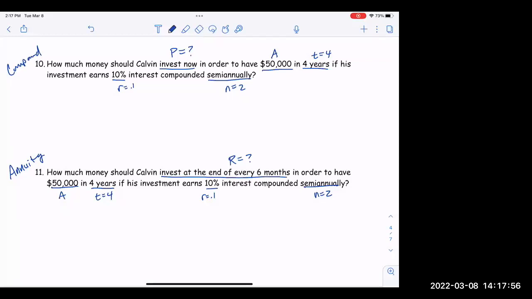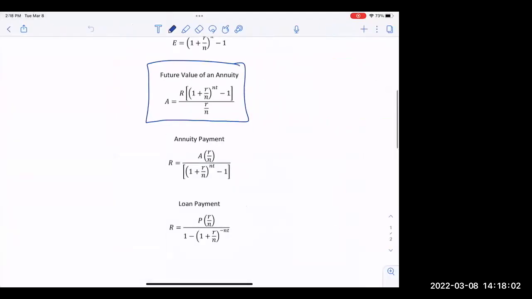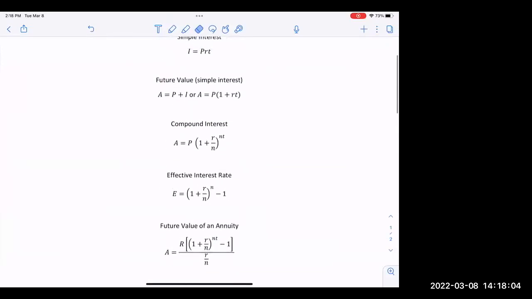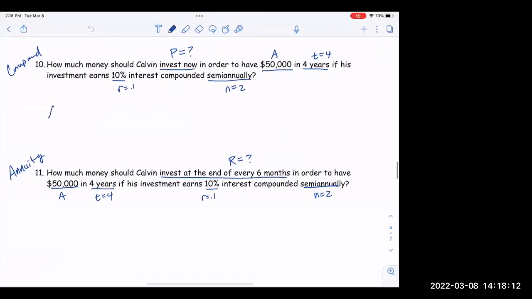All right, so let's go ahead and copy down my compound interest formula. It's real tempting just to plug in 50,000 for P. Be careful, because that's A. So I've got 50,000 equals, and I'm going to leave P in there. I'm trying to solve this thing for P.